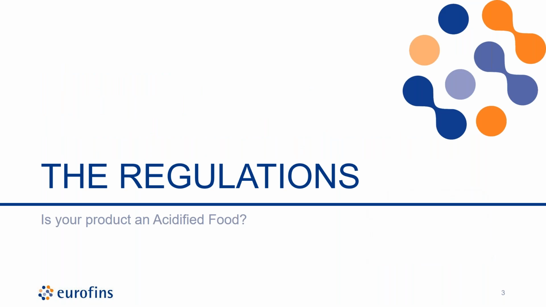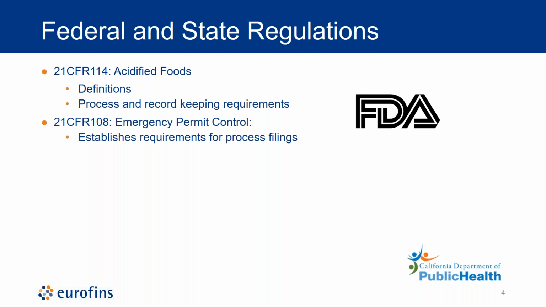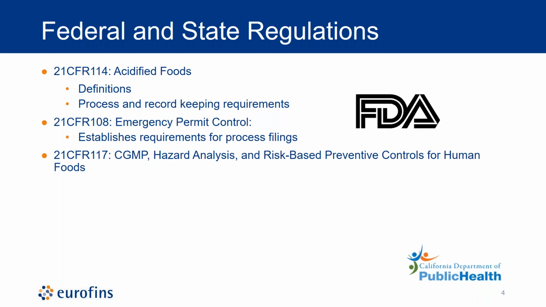Starting with the regulations, is your product an acidified food? Well, let's start with the definitions and requirements under 21 CFR 114, which is the regulation that governs acidified foods, and also 21 CFR 108, which is the regulation that dictates that you file your process with FDA prior to starting production of that product. So you have to provide this information to FDA and have their nod, if you will, before you start production.